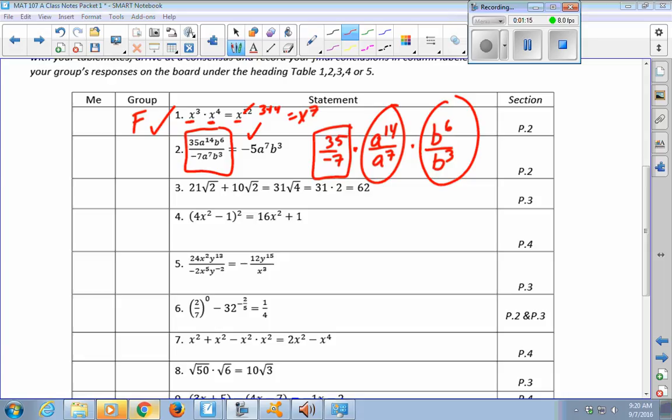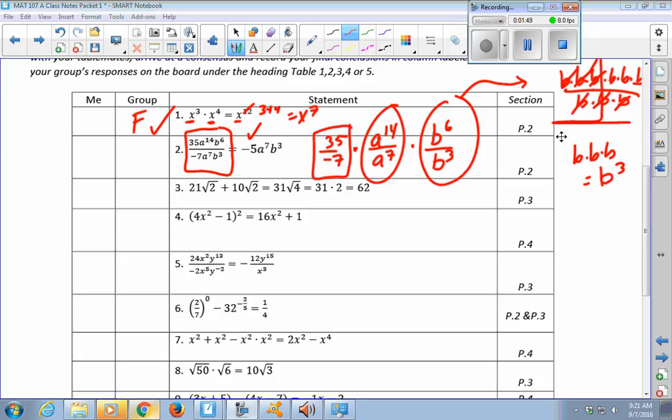So let's take a look at this one first. This says b times b times b times b times b times b over b times b times b. Every time you have a common factor, it creates a factor of 1. This is called reducing fractions. So that's just one big 1. And what's left is b times b times b. And what does that give us? B to the what? Third, right. So when you're dividing, you subtract your exponents. So this is correct. Okay, so that is correct.